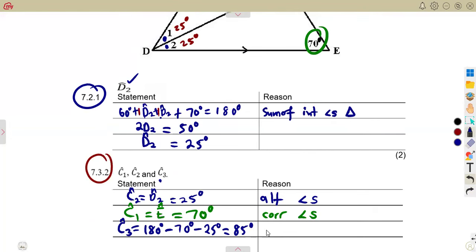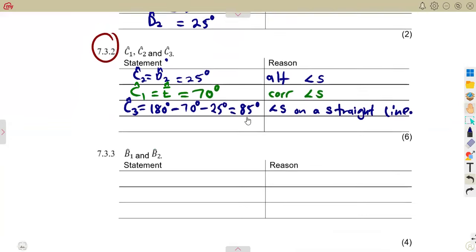So then we are simply talking of angles on a straight line. That is, we've got all the angles there.